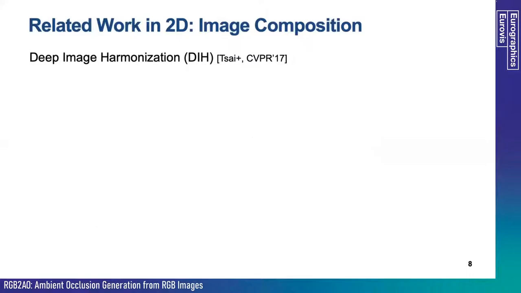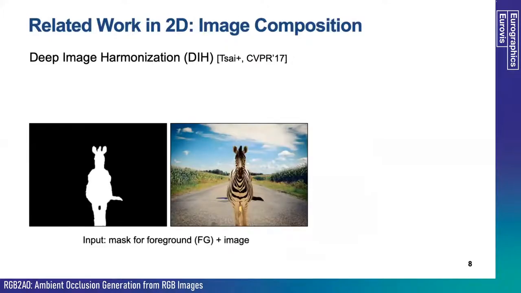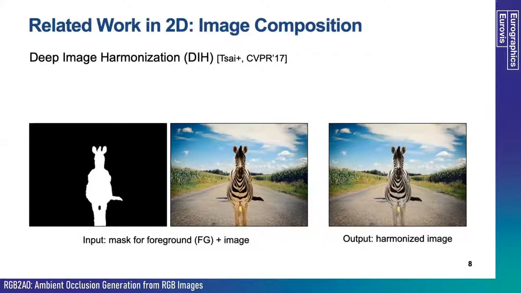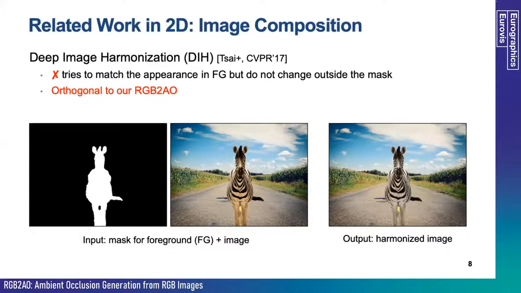The second one is an approach called image harmonization. For example, in the most recent approach, deep image harmonization, given a 2D composited image and a mask for the foreground, the foreground region is changed to match the appearance of the background. DAH achieves this by training a CNN on pairs of harmonized and non-harmonized images. However, it doesn't change anything outside the mask region, so we believe this is orthogonal to our RGB to AO.